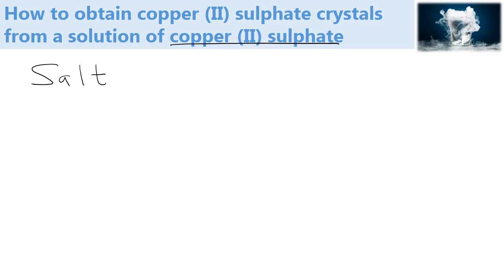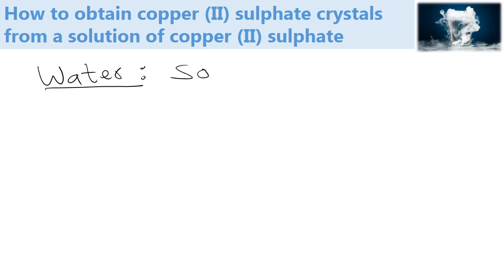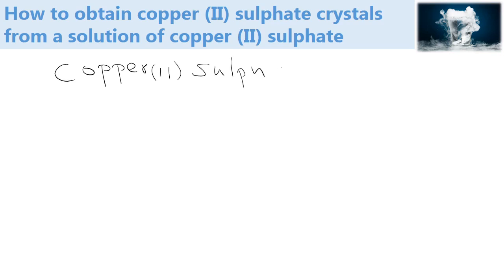Now, a solution of copper 2 sulfate means that copper 2 sulfate salt has dissolved in water, which essentially means that we have both copper 2 sulfate and water in the mixture.